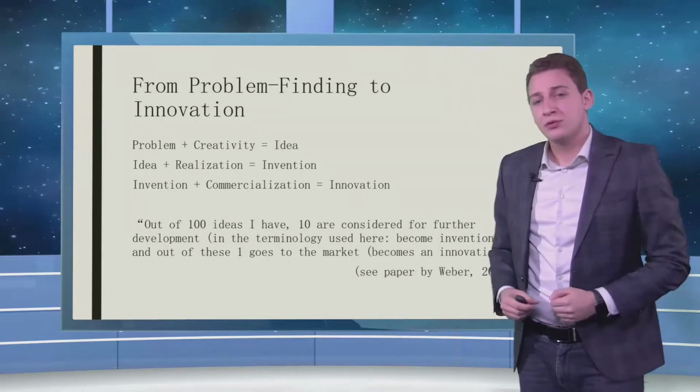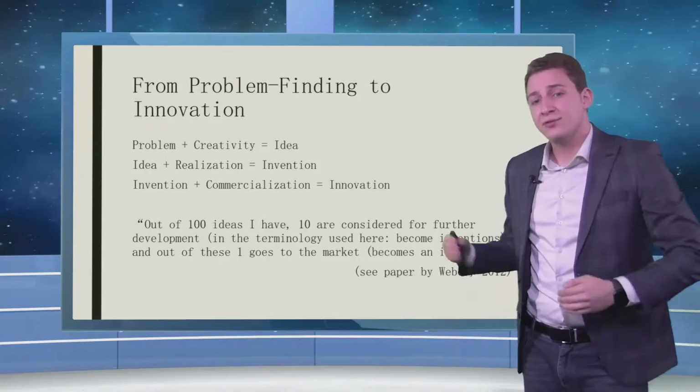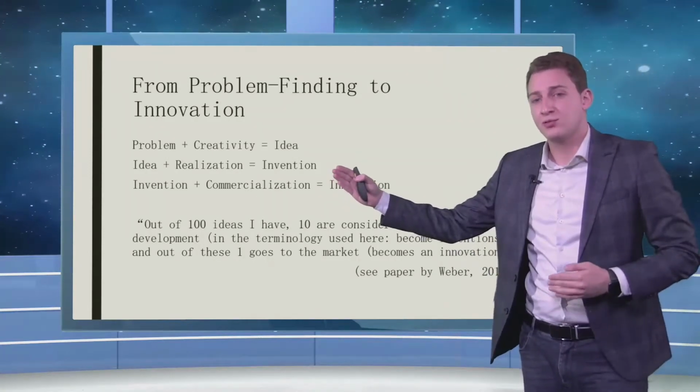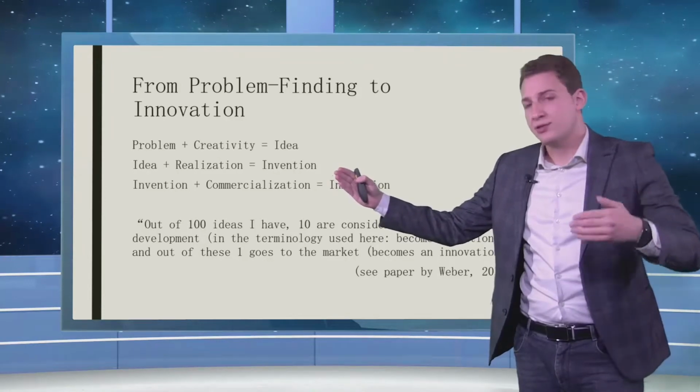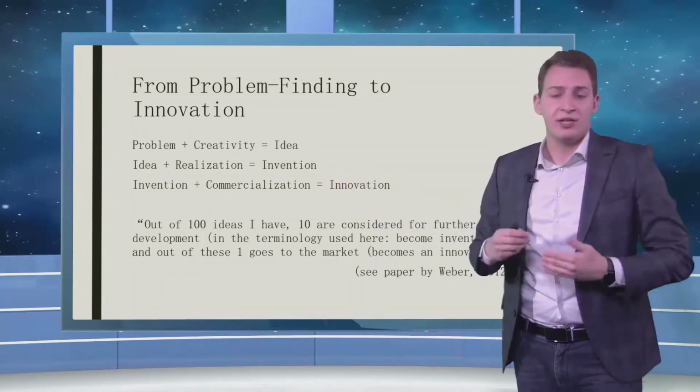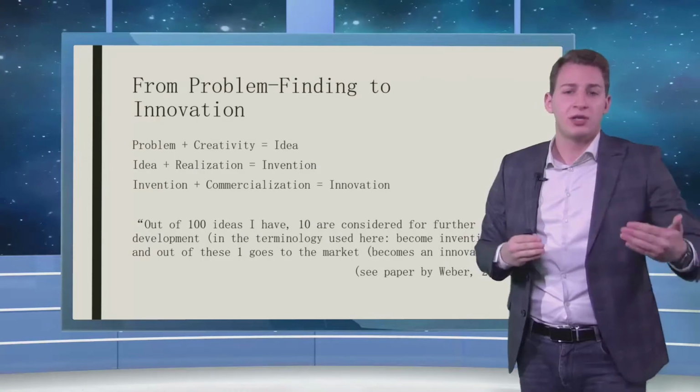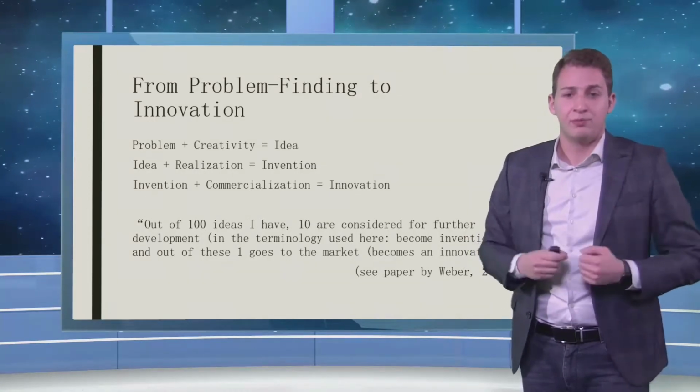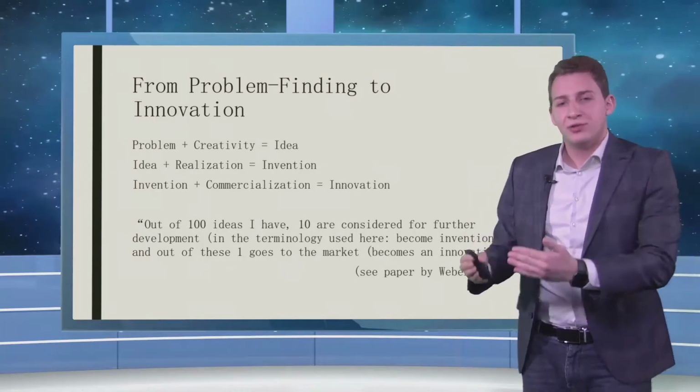So in order to push the process down the line, you have to take this idea and realize it. And this is what we call an invention. This is the stage of the process where you might come up with a new service or a new product that resolves a problem for people. And then you move on to the third stage.